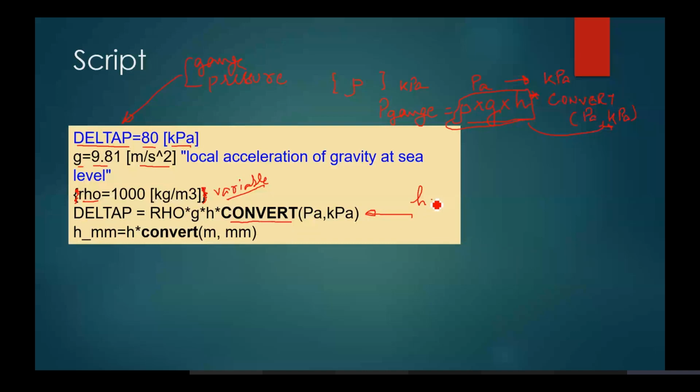Now in this equation, what should be the units of H? It should be meters. I also want the answer in H in meters. I also want the answer in millimeters, H value in millimeters. So what I do is that I define another variable which is H in millimeters, or you can write H mm, H2, whatever, and you say that it is equivalent to H, which is in meters, multiplied by using the function convert it from meters to millimeters. So this value would be converted into millimeters. Clear enough?